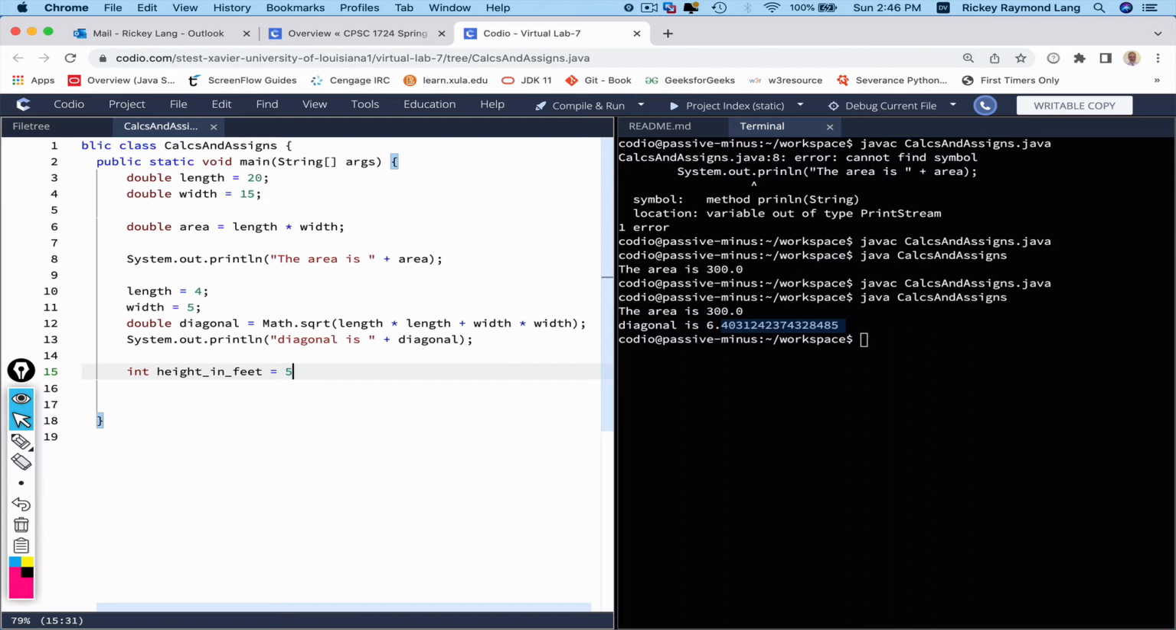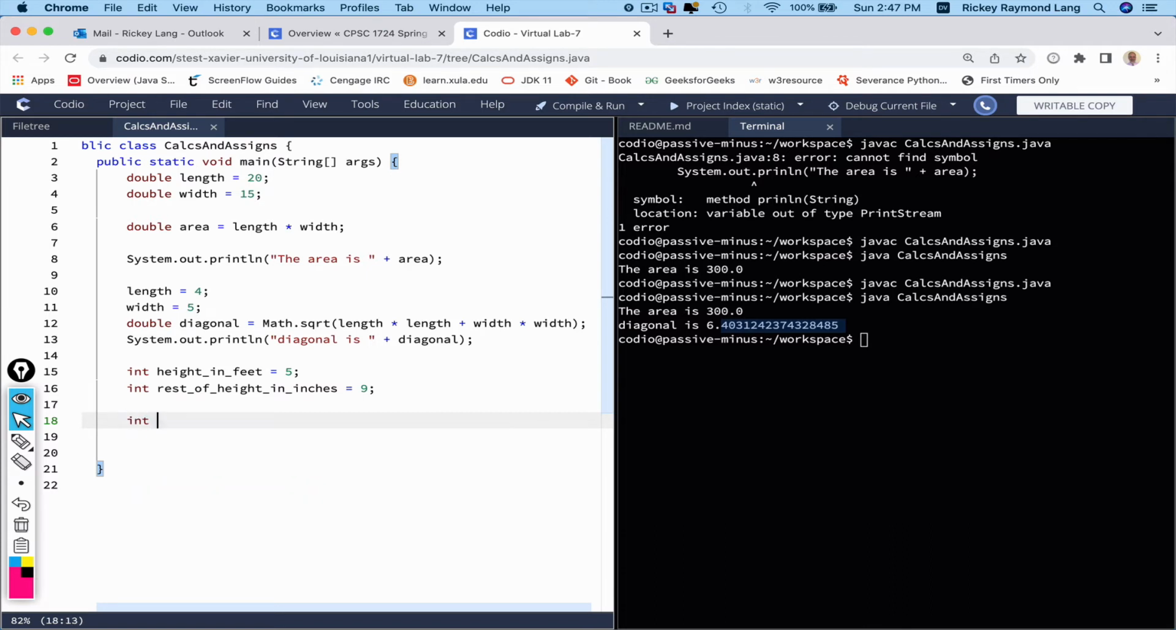I'll use my own height. I am 5 foot 9 inches. So my height in feet is 5 feet. The rest of the height in inches is 9 inches. And I want to know what my total height in inches is.